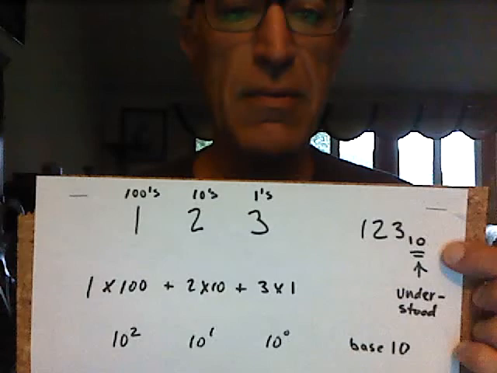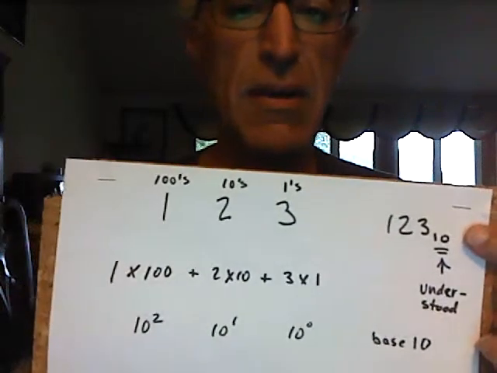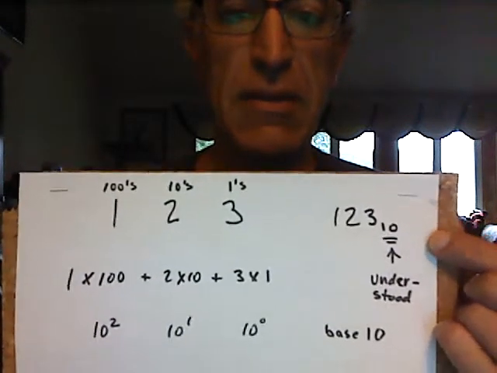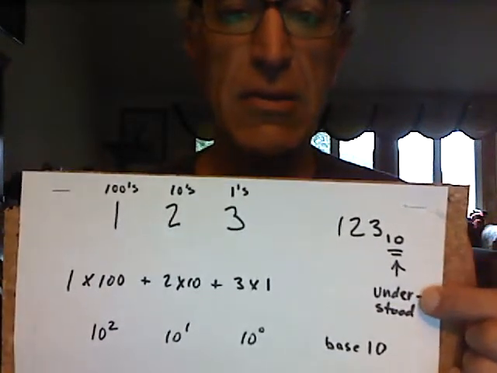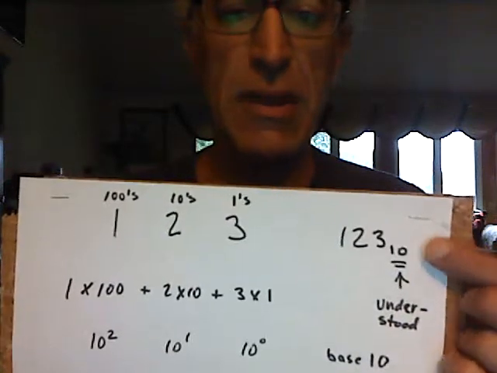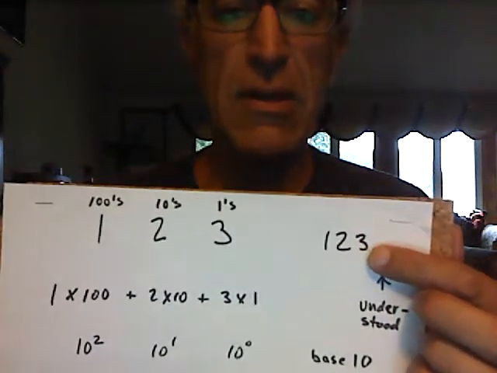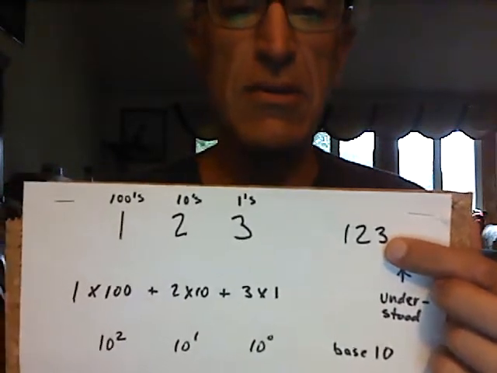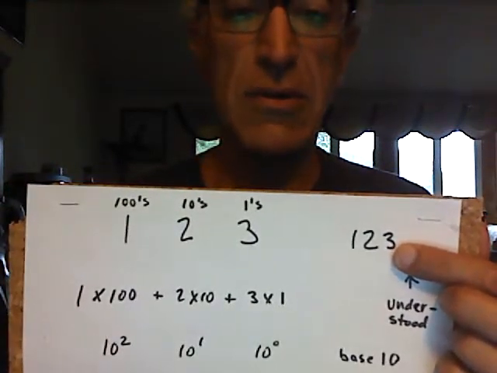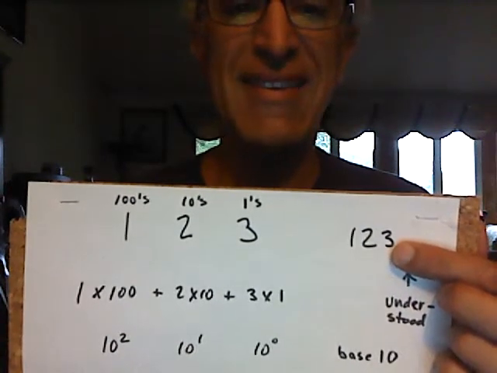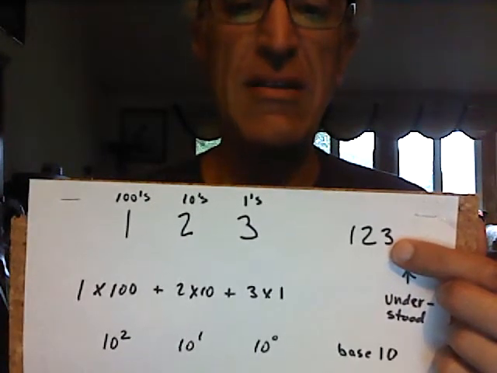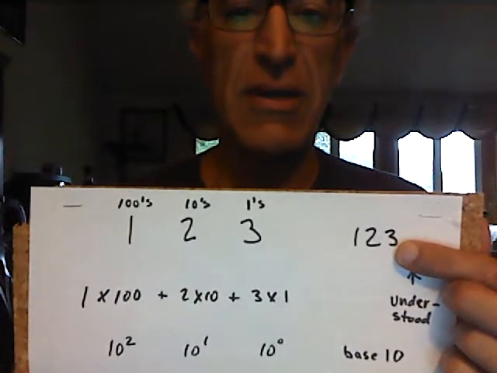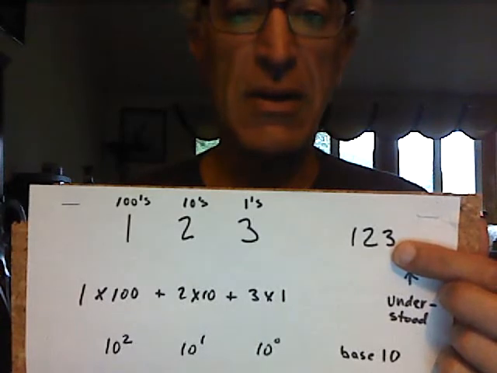So here we have a number in base 10. And I've put the little 10 under there, and it says understood because normally we don't put the 10, we just write 123. And we know what that means because we've been using base 10 numbers since first grade, and we just understand.